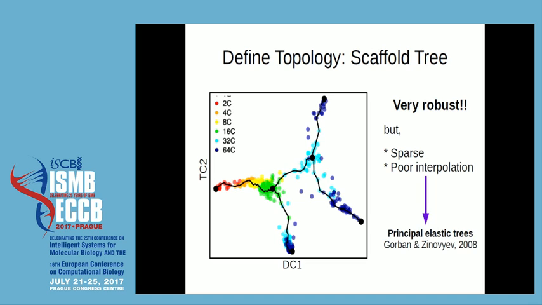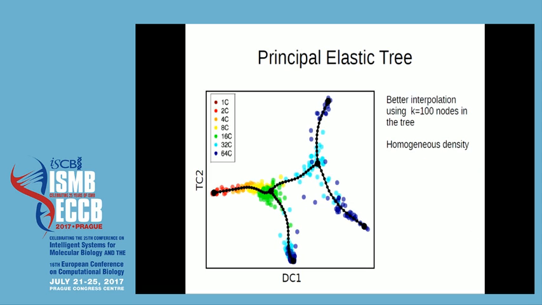This is very robust in all the cases we have tried, but this is sparse. I mean, the density along the tree is not homogeneous, and there is a poor interpolation. So in order to fix this, we are going to apply principal elastic trees, which is similar to what Trapnell presented in his Monocle paper. It's just a principal curve algorithm. So we are going to initialize this algorithm with our scaffold tree. That's what we call it, scaffold, and we just have something like this.